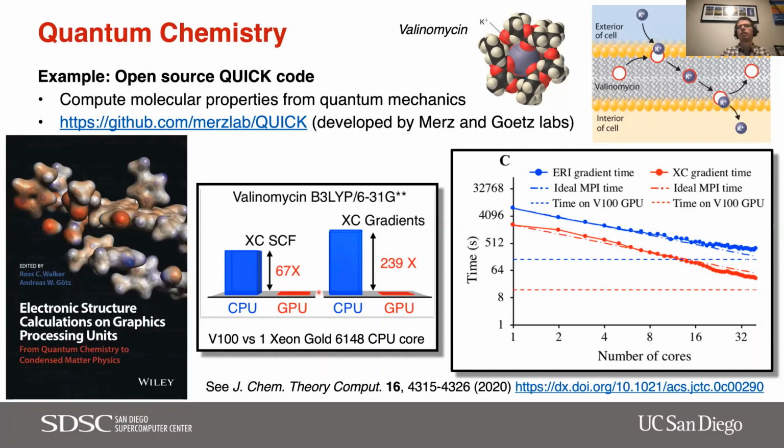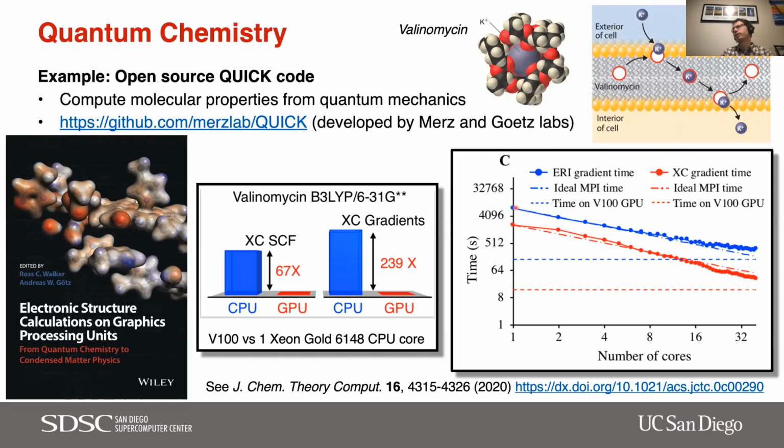So it's not like our code runs 200 times faster than a calculation that you would be doing, because usually you don't run on a single core, right? But maybe you run on 32 cores or 64 cores, and then you get on a single GPU at least the same performance or better performance. And that's what you see here.